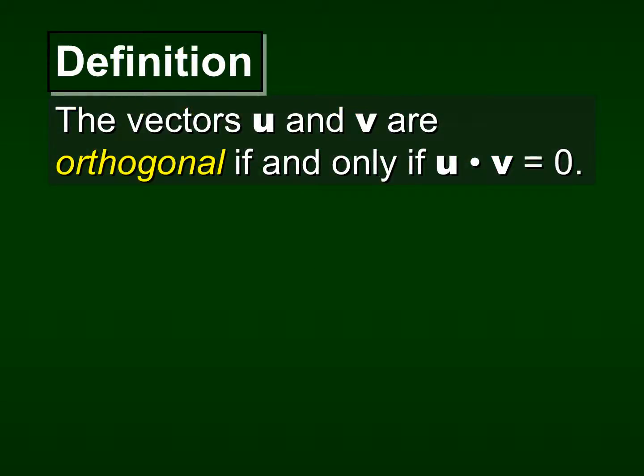Okay, so that last example is an example of something very neat that happens called orthogonal. Vectors u and v are orthogonal if whenever we do the dot product, we get 0. Just like that last example, we got 0. So those two vectors were orthogonal.